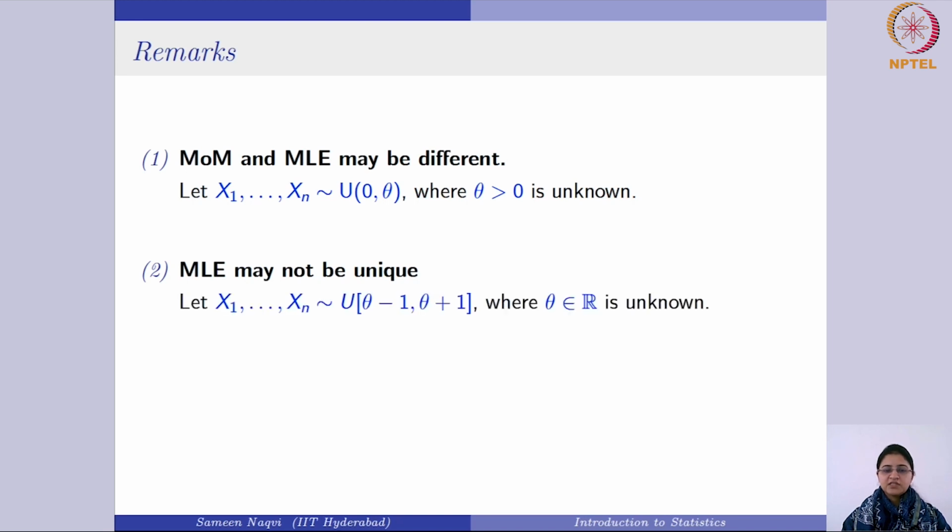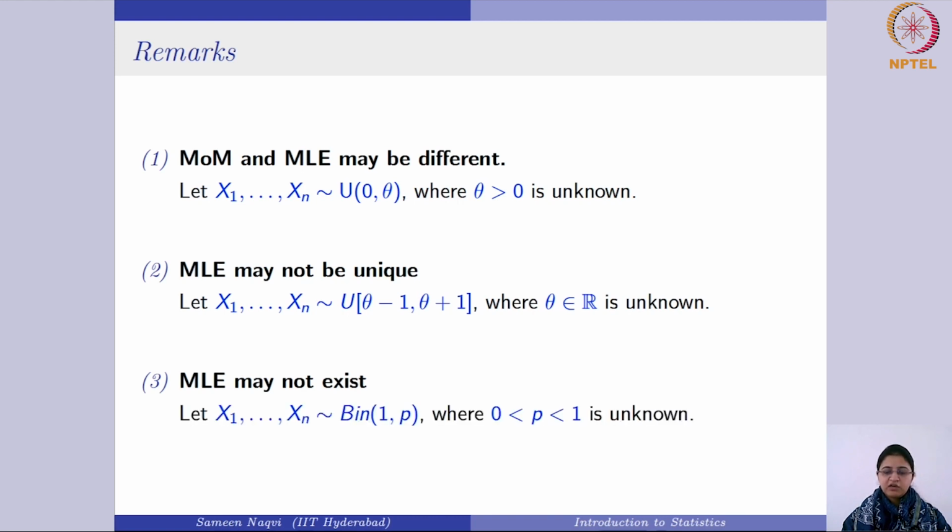In this case, if you have a random sample from uniform theta minus 1 to theta plus 1, where theta is unknown, the MLE may not be unique. So we will see what the answer to that is. And the last one is that it may not even exist at times.